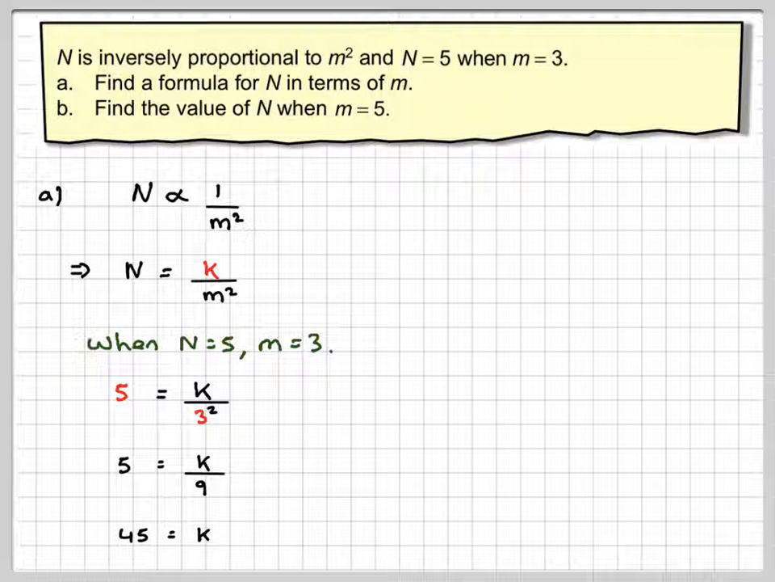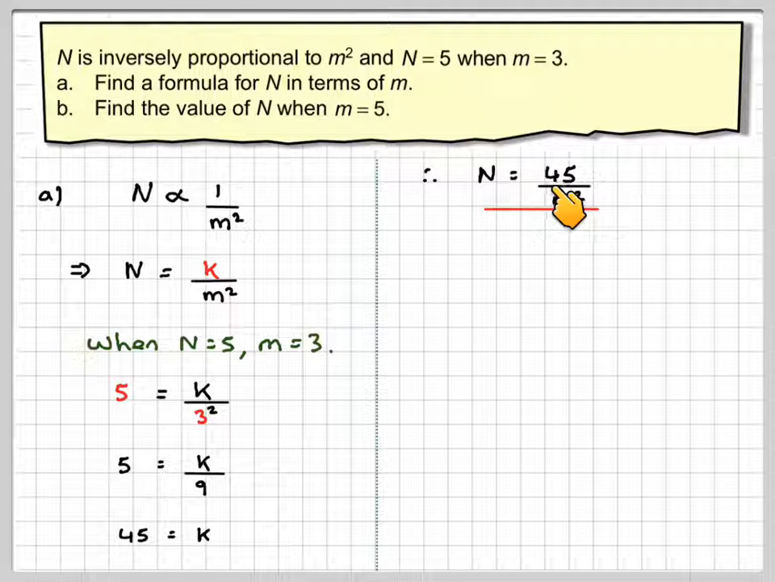So now rewriting our formula, this formula here, but changing k to 45, we're going to get that n is equal to 45 over m squared.